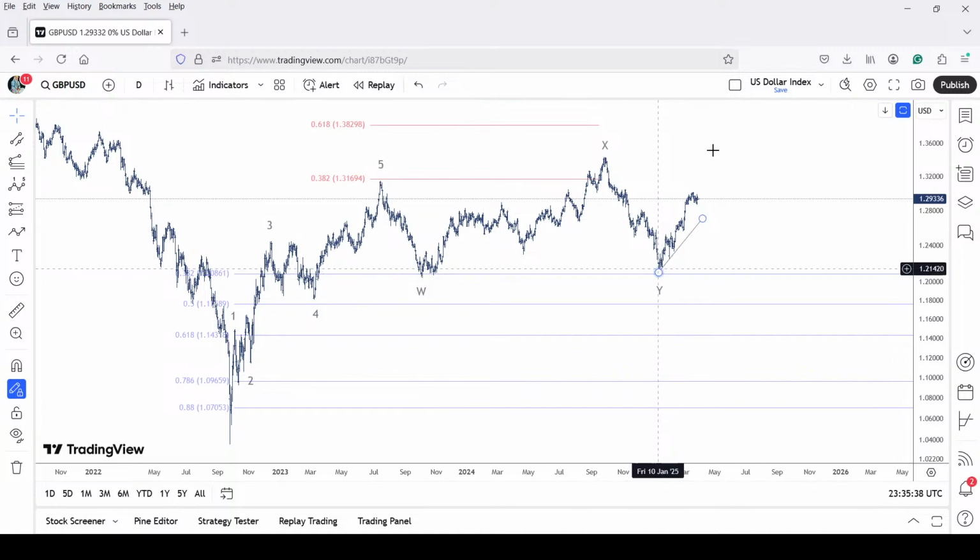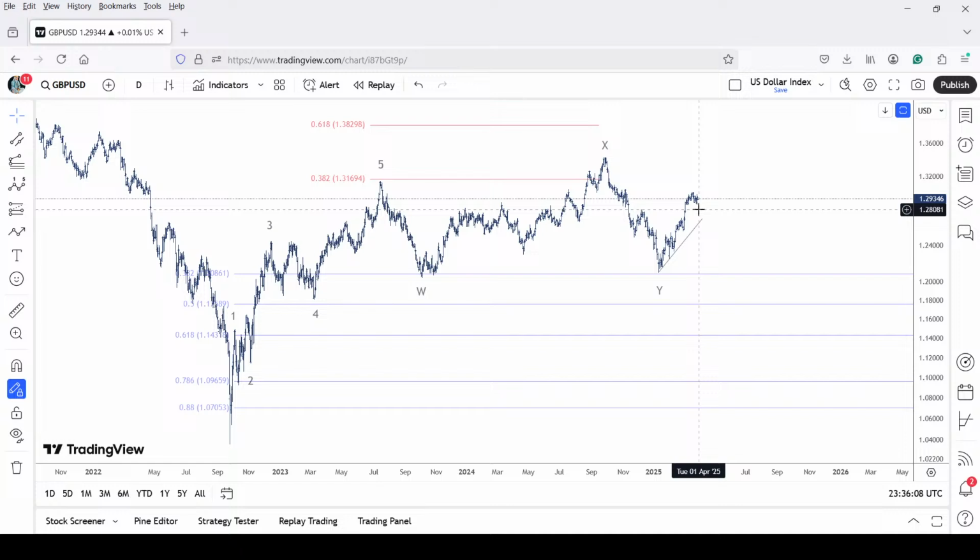All right, so going forward, if we look at the rally that we are seeing right now from 1.2 levels, it's just midway. We are heading towards 1.38. So we have another 1,000 points of rally to be covered from here. Okay.